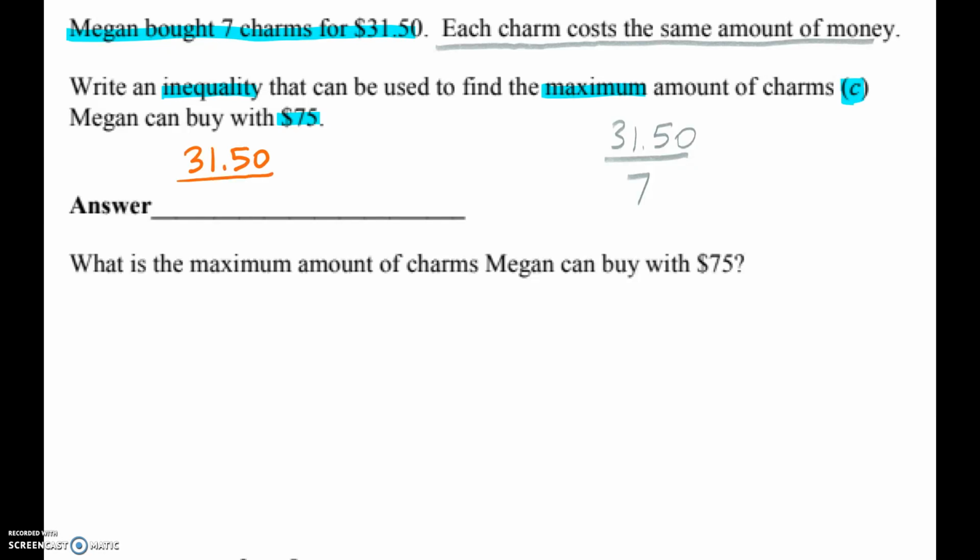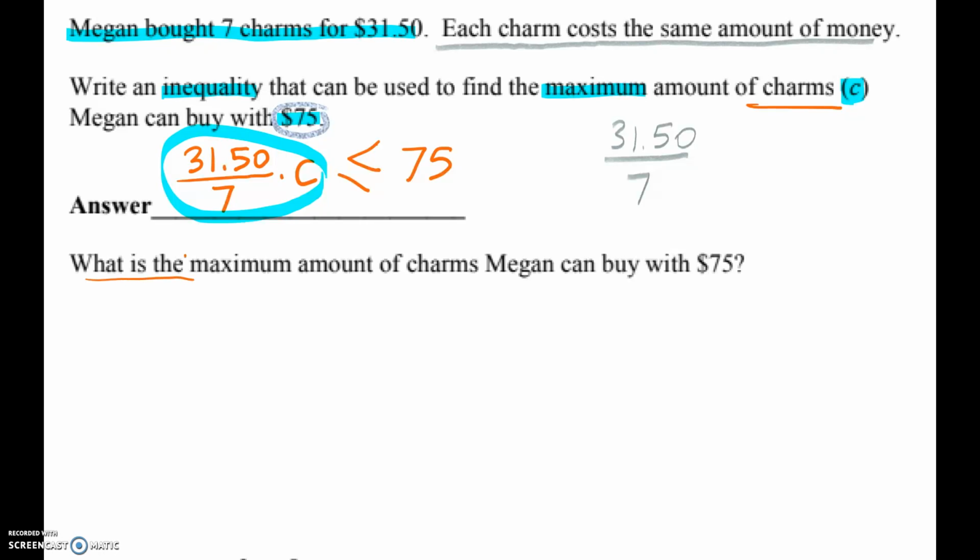$31.50 divided by 7. And remember, you need to multiply this by C because Megan is going to buy C charms. And remember, she has only $75, so she cannot spend more than $75. She can spend at most $75. So this quantity must be less than or equal to $75. So this is my inequality that models this real world problem.